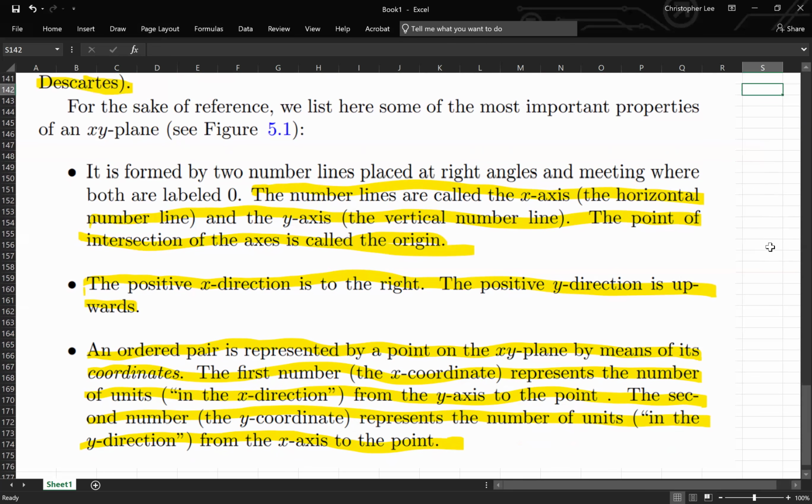So positive x is to the right, like when you're increasing. Negative x is to the left, like when you're decreasing. And then positive y is up, and negative y is down. An ordered pair is represented by a point on the xy plane by means of its coordinates. The first number, the x coordinate, represents the number of units in the x direction from the y axis to the point. The second number, the y coordinate, represents the number of units in the y direction from the x axis to the point.